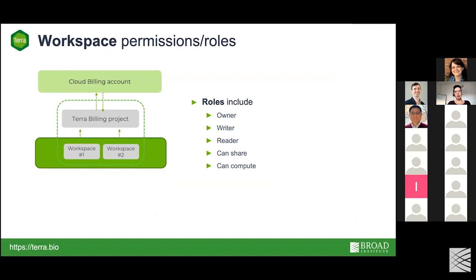So the bottom level is the workspace, and workspace permissions and roles determine who can perform actions with a cost, who can spend money. So roles include owner, and they can do everything. Writer, and writers can change the dashboard, and usually writers are able to do computations. Readers, who can just read and usually can't do any work.